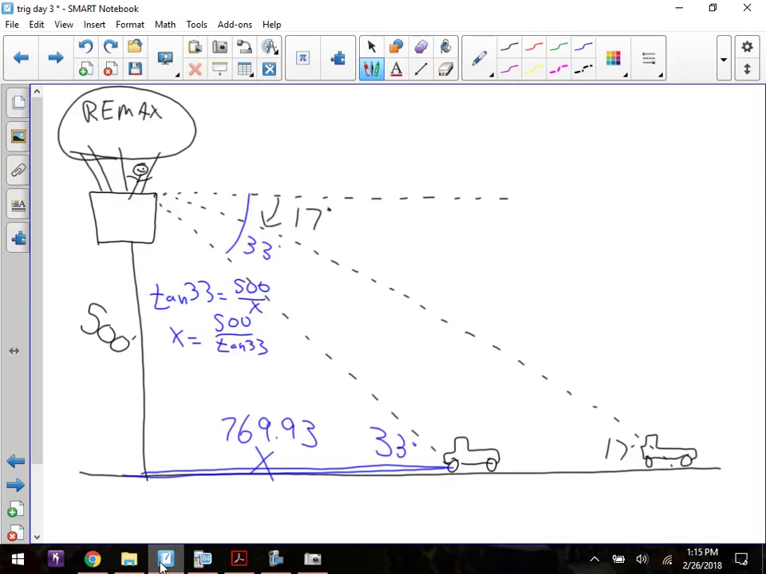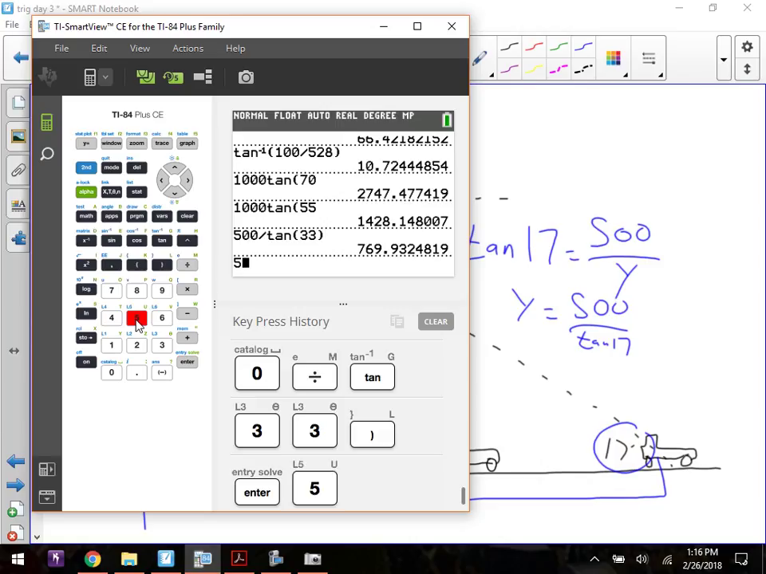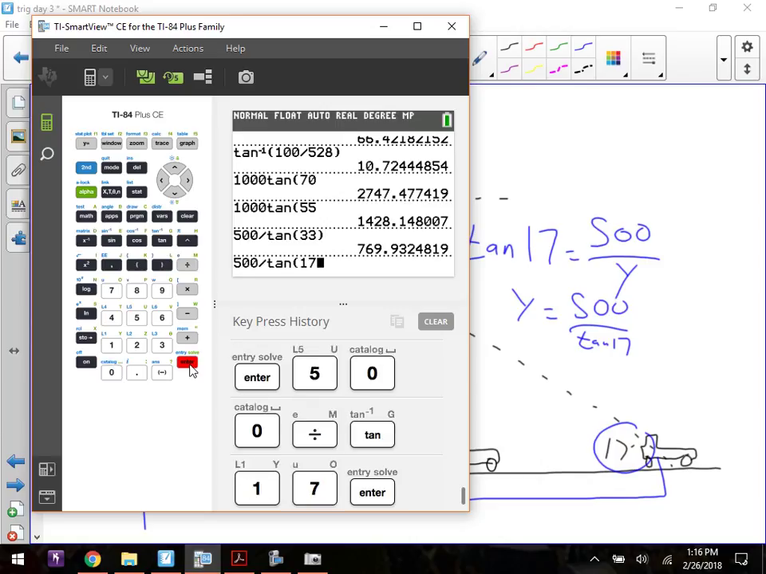And then I do the exact same thing, but instead of a 33 degree angle out here, I have a 17 degree angle now. So I have tangent... remember, your depression angle is the same thing as the elevation angle, looking back. So I do 500 divided by tangent of 17, right? 1635.40.